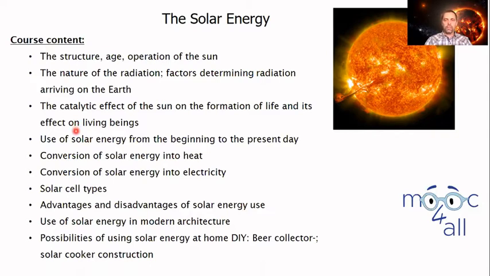Then we will check the possibilities to transform the sunlight into heat, electricity, and biomass. One of my colleagues will explain you the different solar cell types. As everything has two sides, the usage of solar energy has advantages and some disadvantages as well. We will evaluate both sides. The last chapters will show you how to use the solar energy in modern agriculture and how can you build your own solar set.